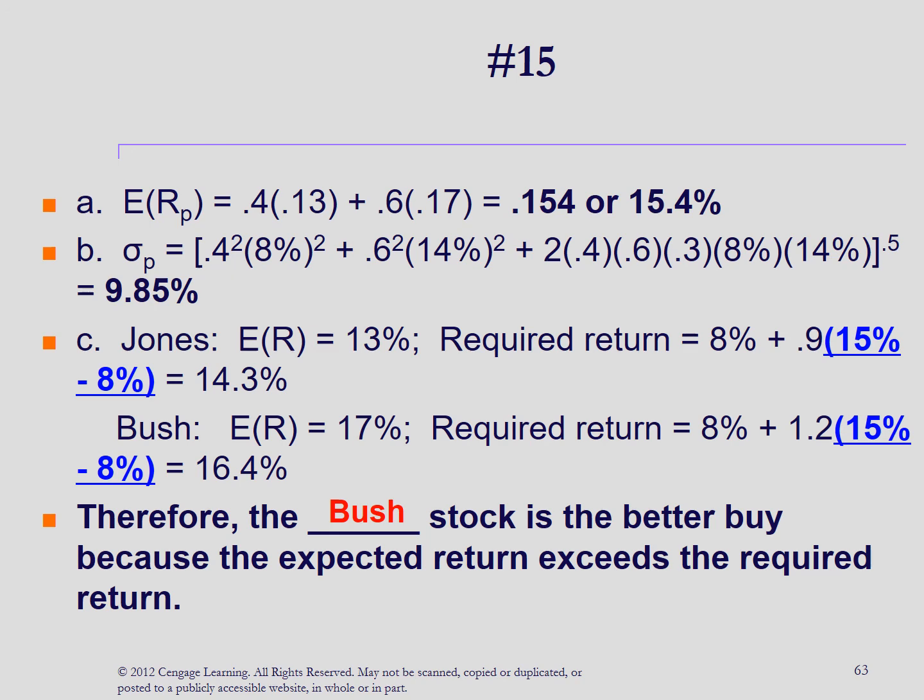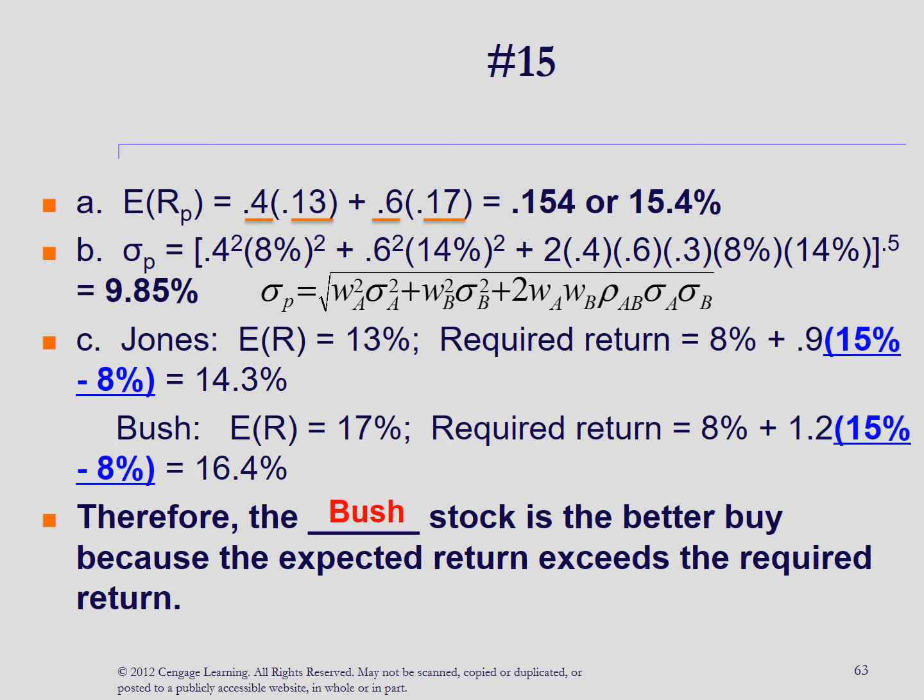Portfolio expected return is calculated by portion of funds invested in Jones Trucking times expected return for Jones Trucking plus portion of funds invested in Bush Steel Mill times expected return for Bush Steel Mill. B. Portfolio standard deviation. The formula for portfolio standard deviation is given here. Plug the corresponding values from the problem into the formula, we can obtain the portfolio standard deviation.